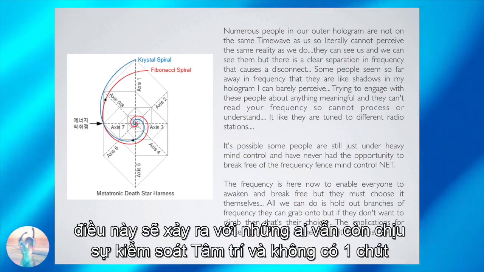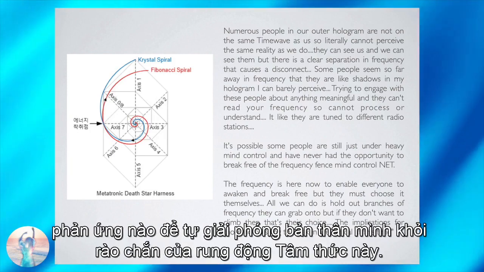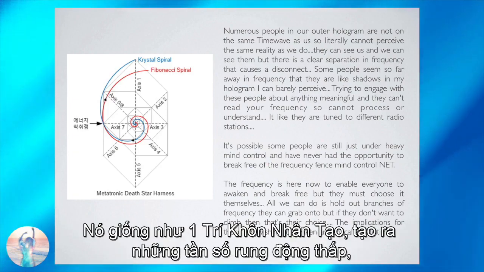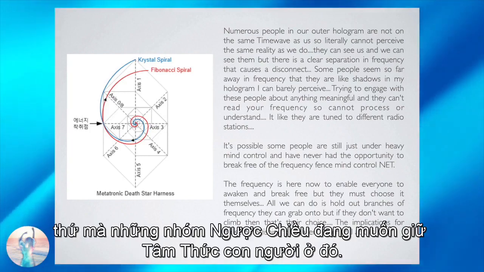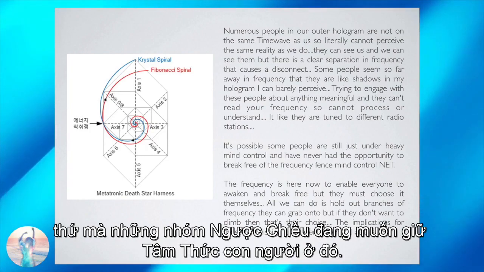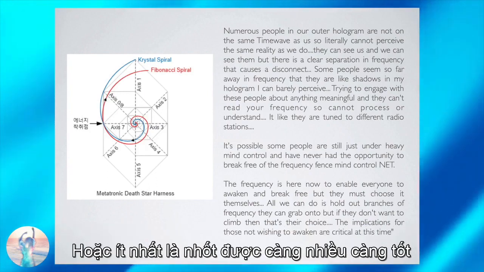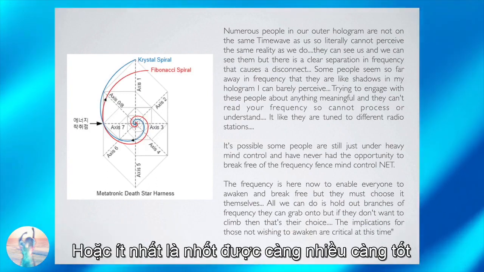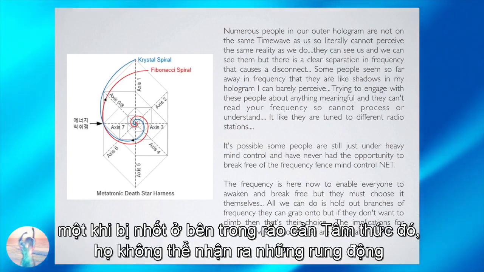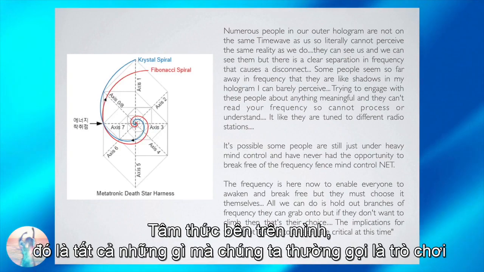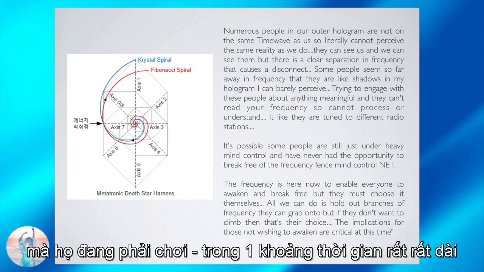It's possible some people are still just under heavy mind control and have never had the opportunity to break free of the frequency fence mind control net, which is like an artificially generated lower band of frequency that these fallen angelics like to keep humanity's consciousness, or at least as much of it as possible, locked under. So once you're locked under this frequency fence, you can't perceive frequencies above it, and that's basically the game that they've been playing for quite a long time.